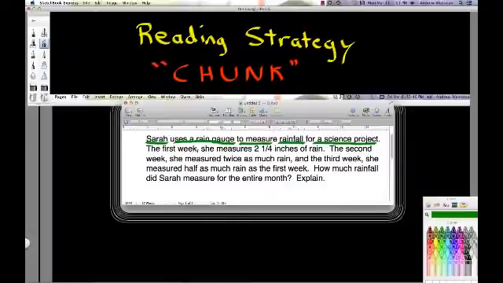And watch how I use the comma as a tool to help me pause so I can think while I'm reading. The first week, she measures 2¼ inches of rain. The second week, notice I'm pausing right here, she measured twice as much rain. And the third week, pause, she measured half as much rain as the first week. So you can see how I'm doing short and long lines that help me think about what's going on. I have to pause.